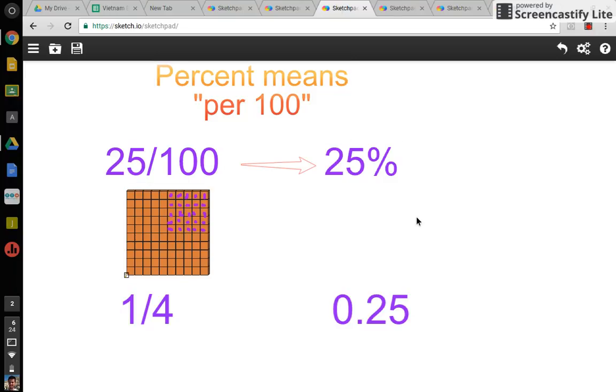And this is just a reminder of what we talked about in the last video. Percent just simply means per 100. If we take our one whole, we divide it into 100. What portion of that do we have? So 25 out of 100 is the same thing as 25%.